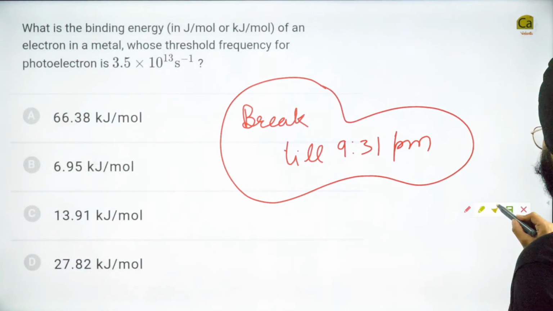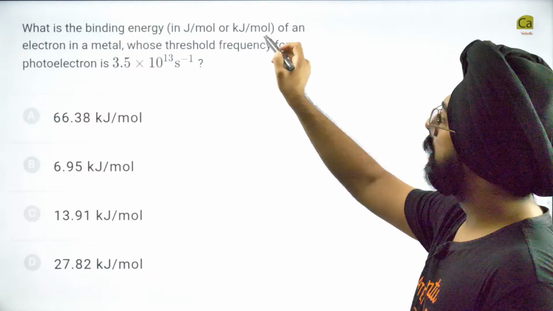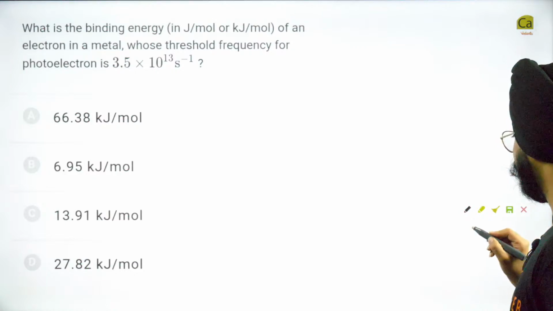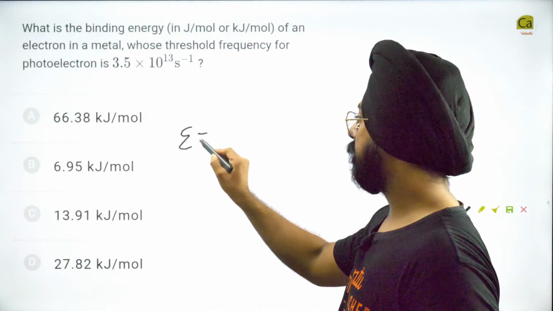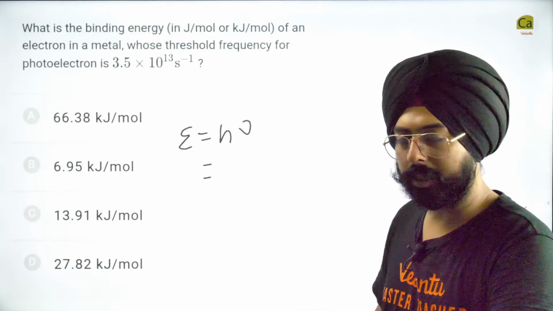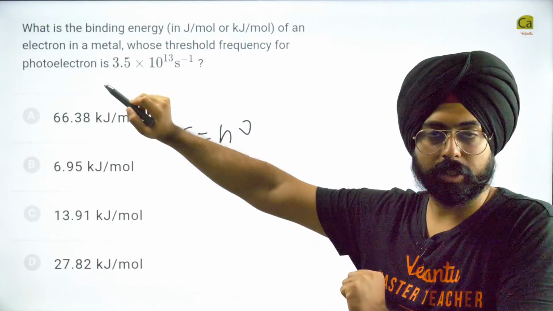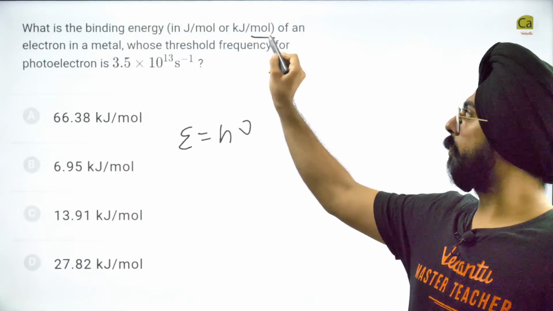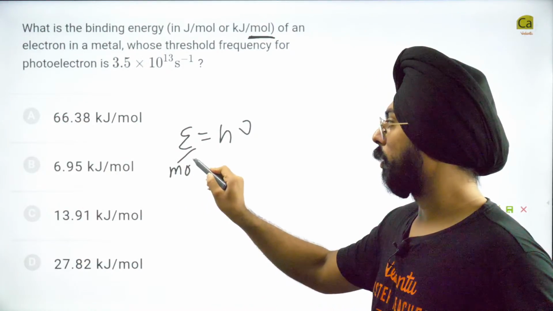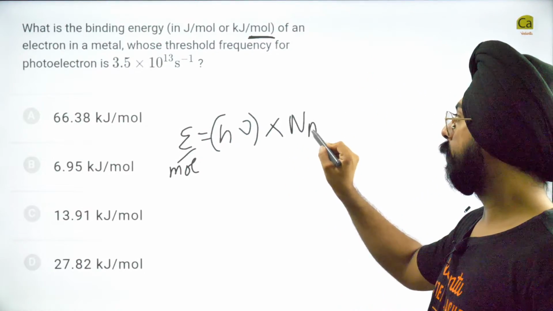So let's do this question which we had seen before the break. What is the binding energy in joules per mole or kilojoules per mole of an electron in a metal whose threshold frequency for photoelectron is 3.5 into 10 to the power 13 per second? So how do we do this, people? Energy equals h times nu. Simple as that. This will be energy for only one particular atom of the metal, but we have to calculate it per mole, for one mole of atoms. So this has to be multiplied by Avogadro's number as well.